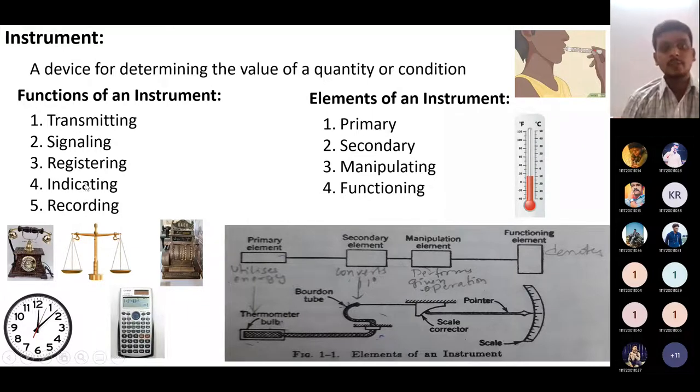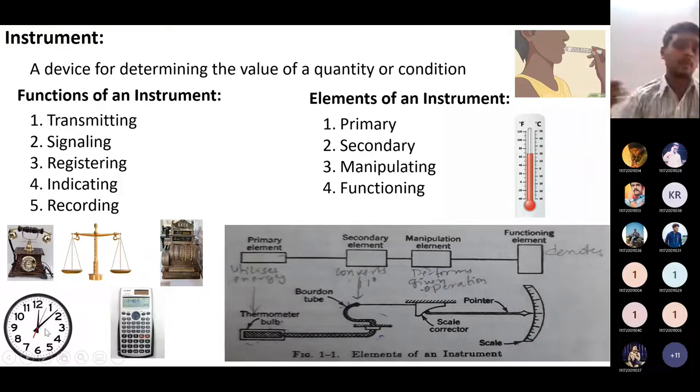Then indicating type of instrument: only the value which can be seen by the human eye on the calibrated chart. Only in this 360 degrees angle, whatever calibration chart is there, that only we can see. Beyond this 12, we cannot see. Okay, this is only the example for time. Twelve hours, we are measuring the time. That's why it is very easy.